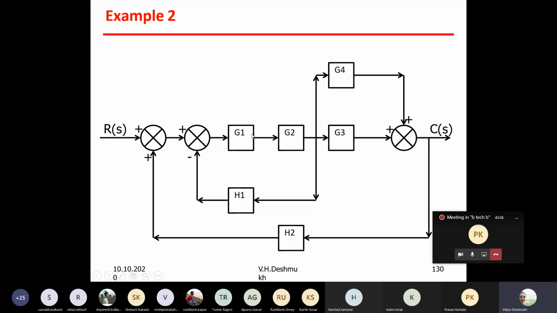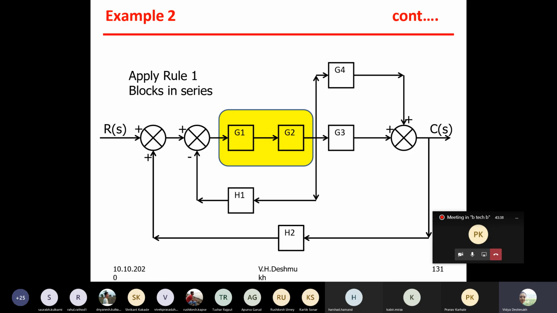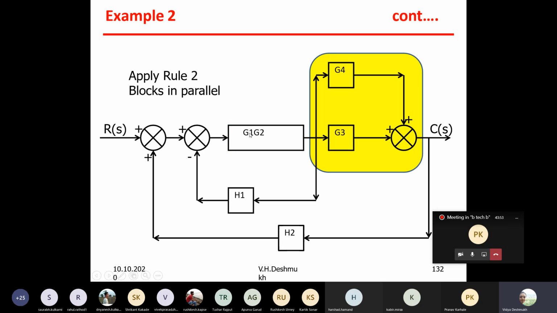Now G1 and G2 are connected in series. So according to rule number 1, if two blocks are connected in series, then we can multiply their gain. So replace this with a single block G1 into G2. Now we can reduce this by using rule number 2: if a finite number of blocks are connected in parallel, then we can add their gain.